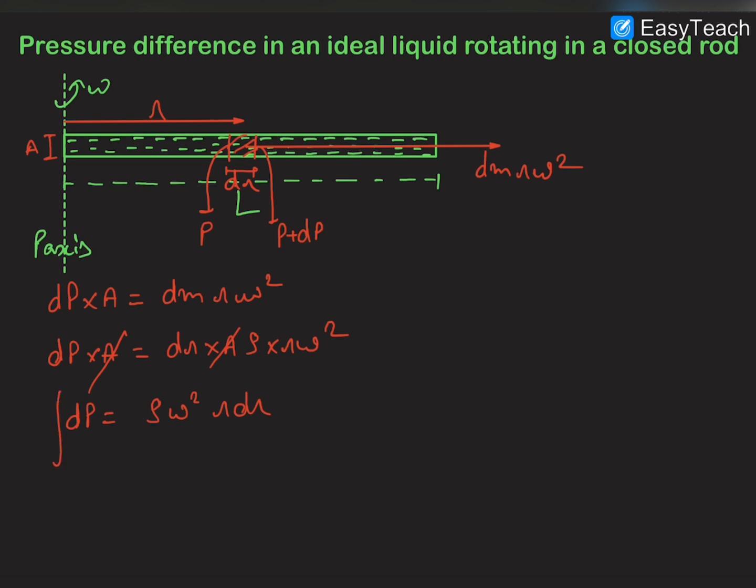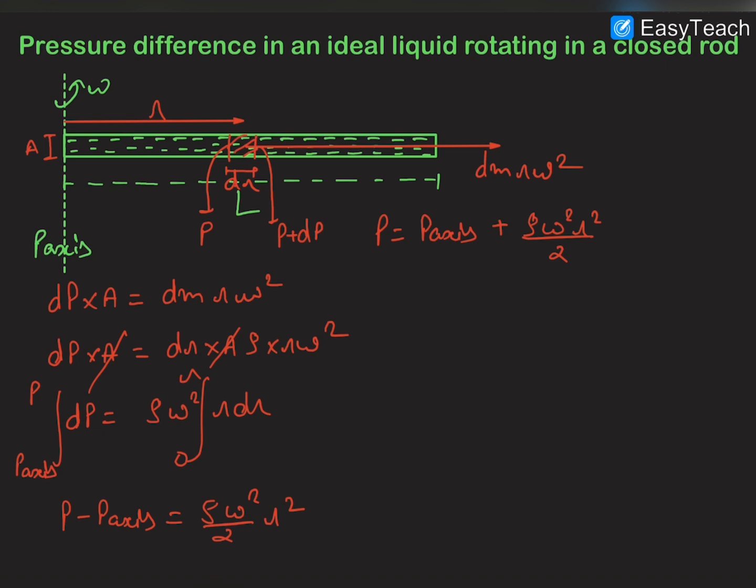And now the limit of P will be from P axis to P, and the limit of R would be from 0 to R. So P minus P axis will be equal to rho omega square by 2 into R square. So P will be equal to P axis plus rho omega square R square by 2. This will be the pressure as a function of R from the axis of rotation.